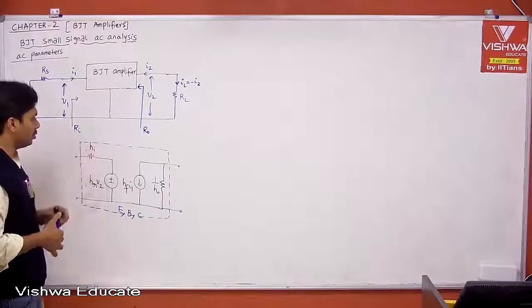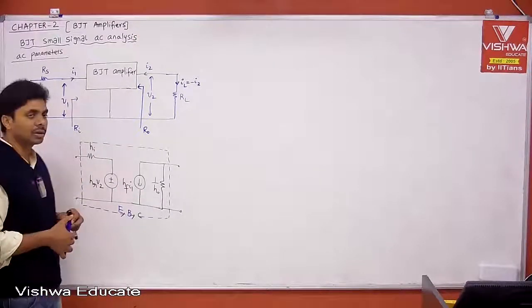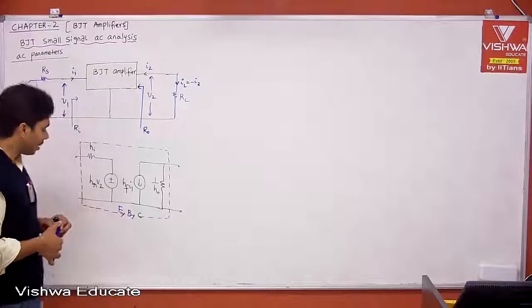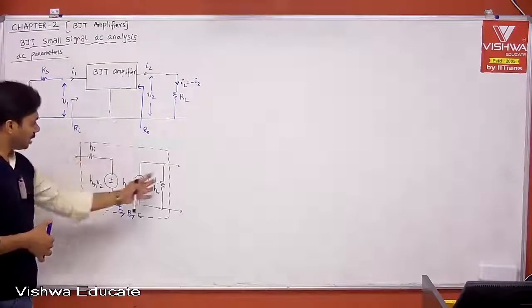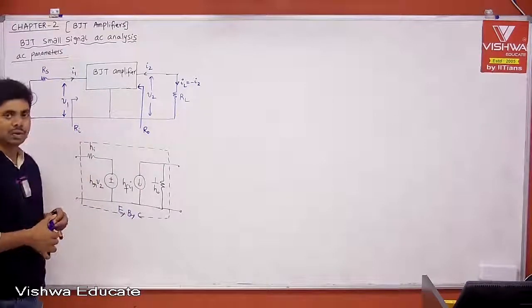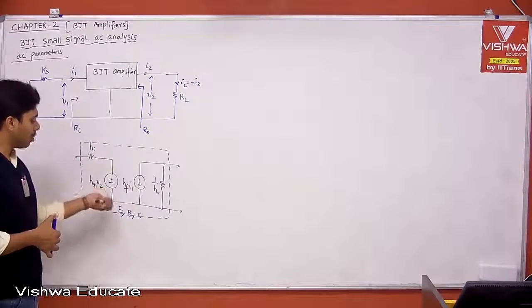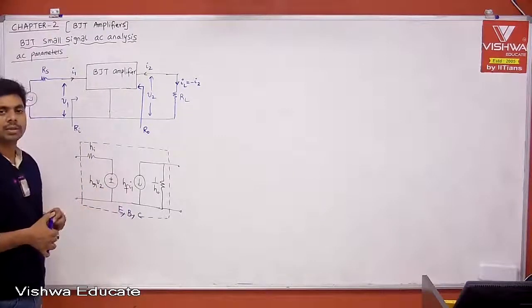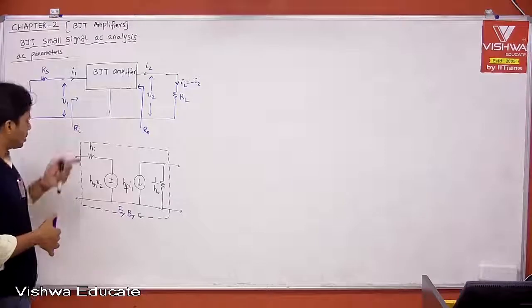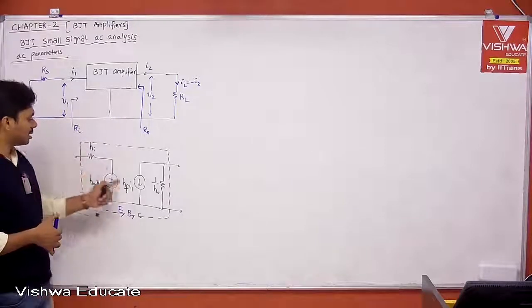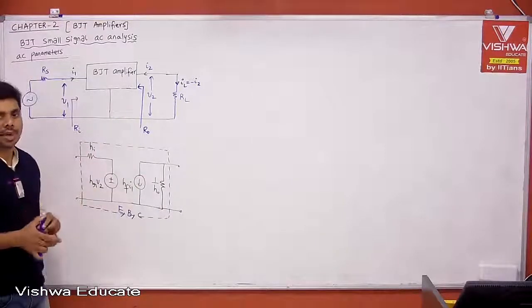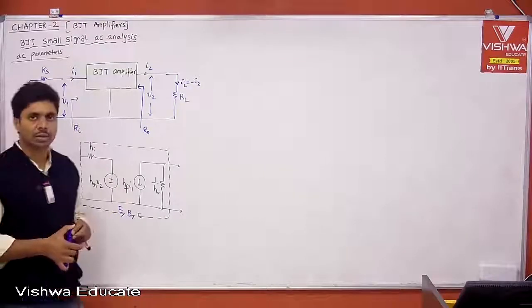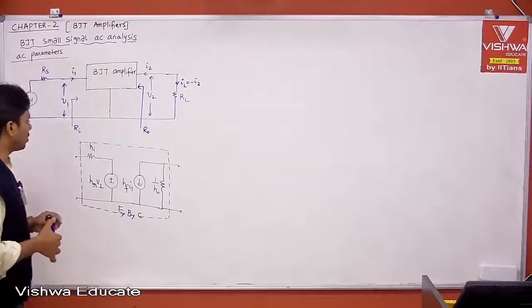Whatever H parameter model we used or got from two port network analysis, remember this is generic, which we can use for any configuration, either common emitter, common base, or common collector. The only thing we need to do is, instead of taking HI, take HIE, HRE, HFE, HOE, or the proper H parameters depending upon the configuration. That is one point.